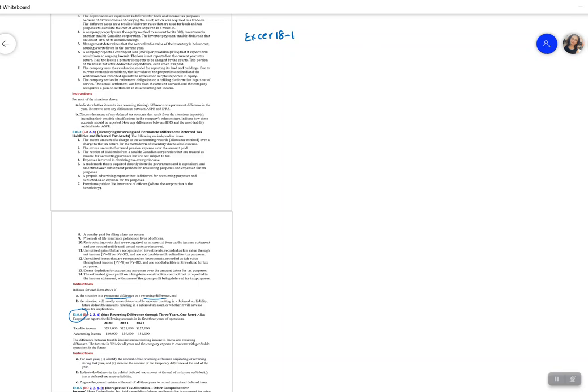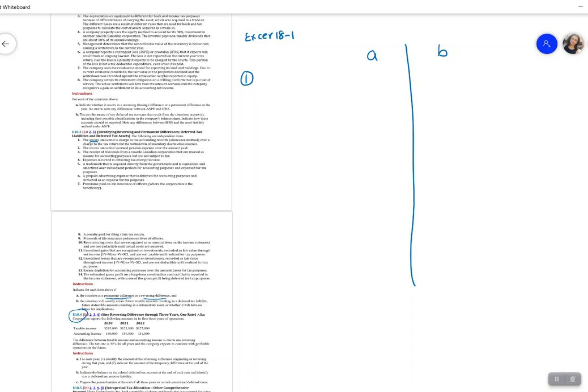So the answer to A and the answer to B, for each situation. We're going to read the question saying that the excess, so the word is excess, the excess amount of a charge to the accounting records, which is the allowance method, over a charge to the tax return for the write down of inventory due to obsolescence.